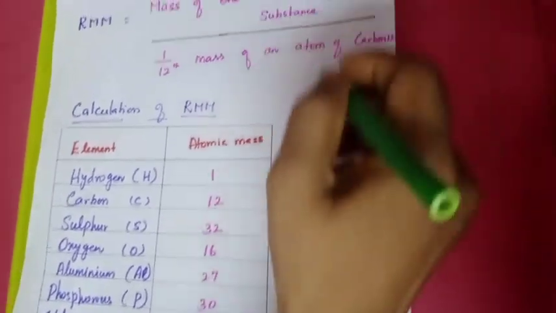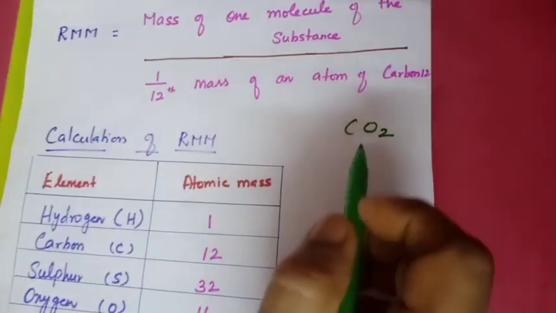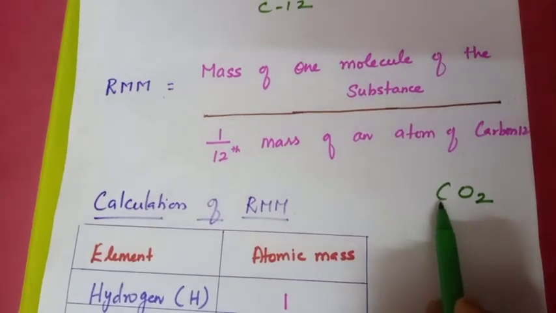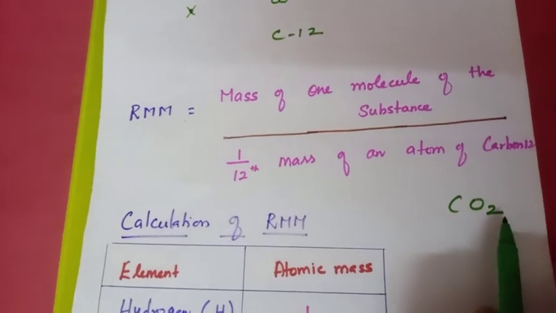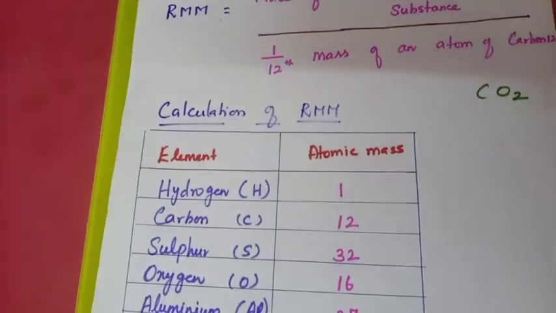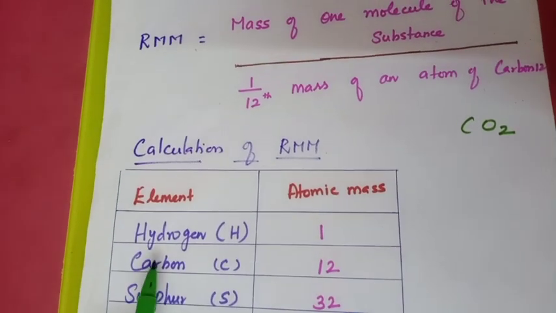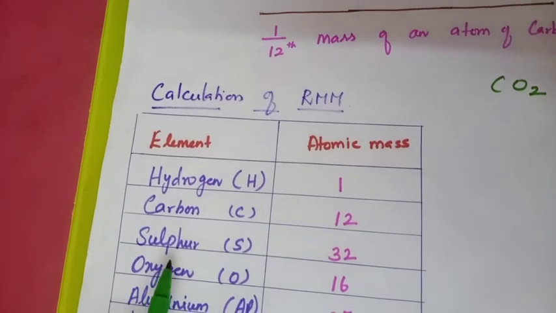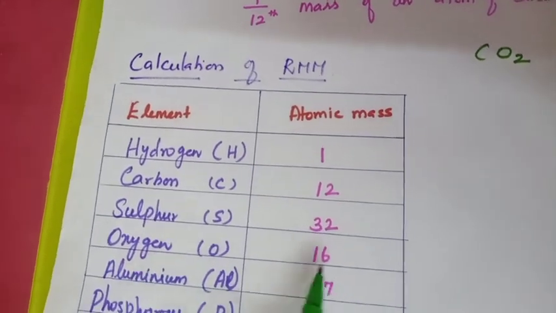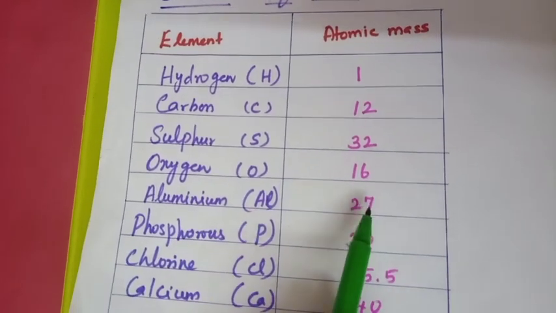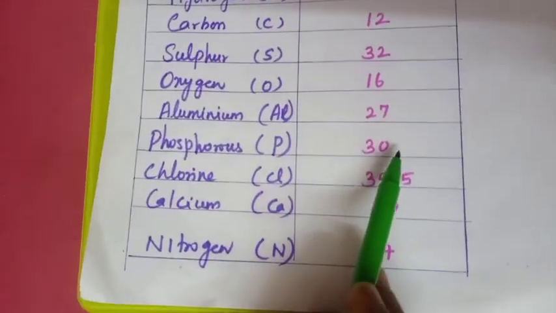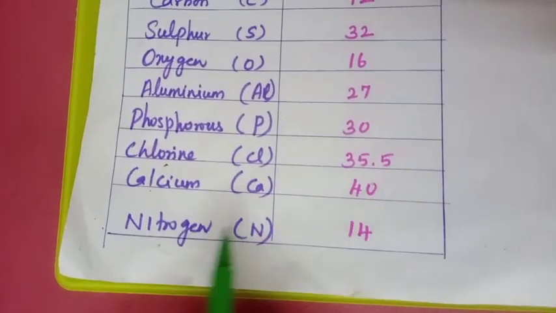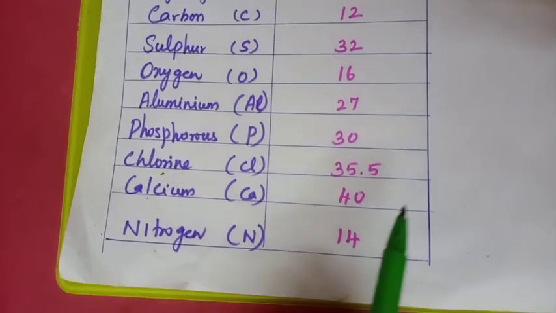For example, carbon dioxide. If you want to calculate the molecular mass of carbon dioxide, we must know the atomic mass of carbon and the atomic mass of oxygen. So let us see some of the important elements with their atomic masses. Hydrogen, H, atomic mass is 1. Carbon, C, 12. Sulfur, 32. Oxygen, 16. Aluminium, Al, 27. Phosphorus, P, 30. Chlorine 35.5, calcium Ca 40, nitrogen N 14. So we'll see one example.